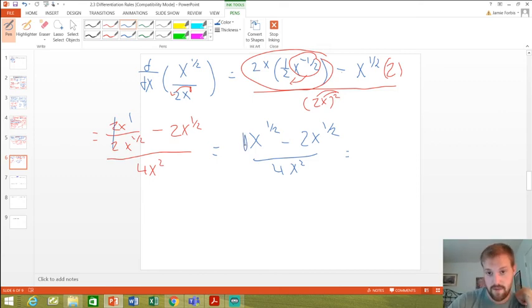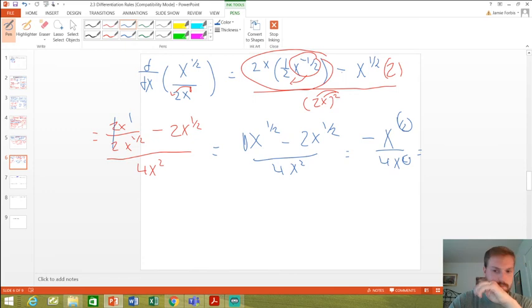which equals 1x to the 1/2 minus 2x to the 1/2. Isn't that just going to be negative 1x to the 1/2 over 4x squared? Which, if you want to reduce that even further, you can see that we got x to the 1/2 over x squared.